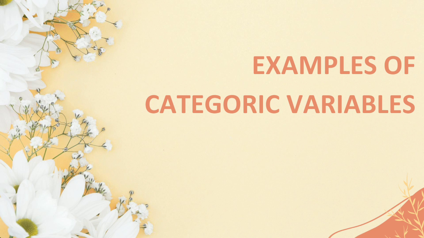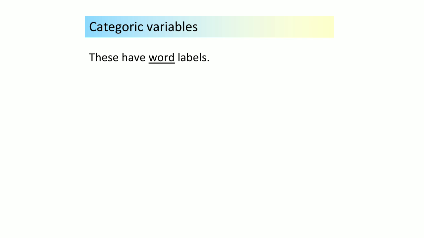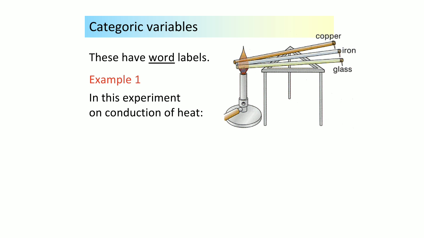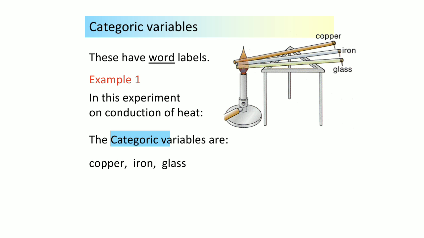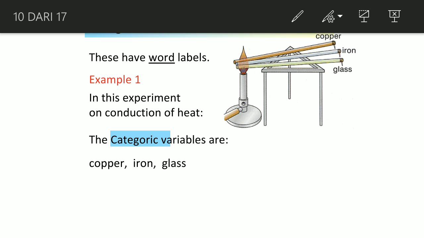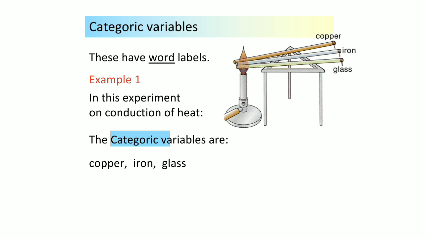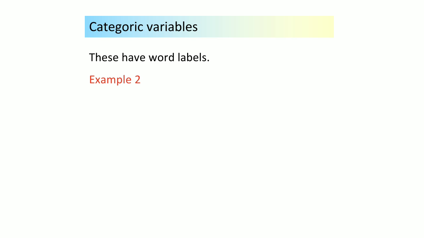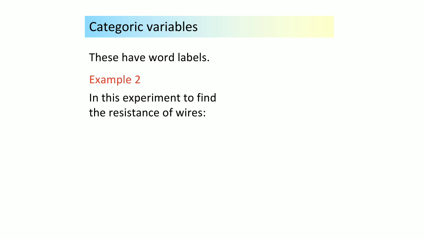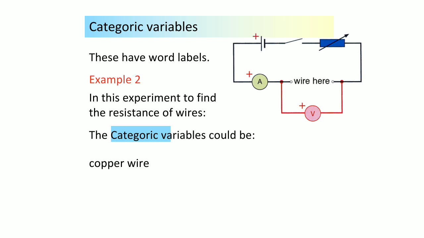Examples of categoric variables. Example number 1. In this experiment, we can look at this example. Example number 2.